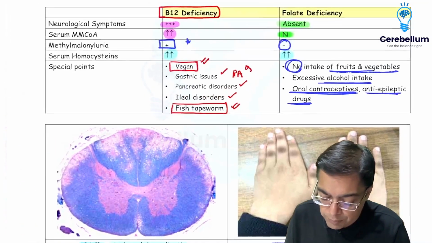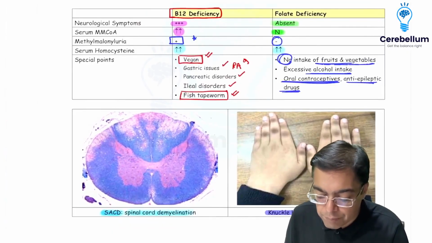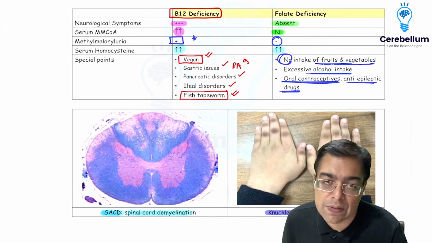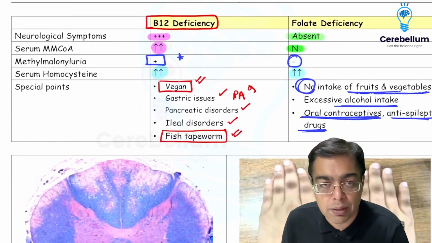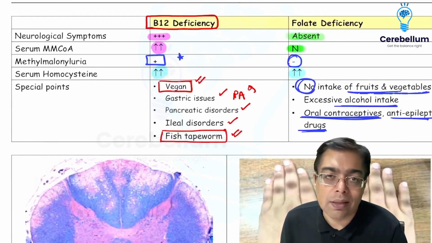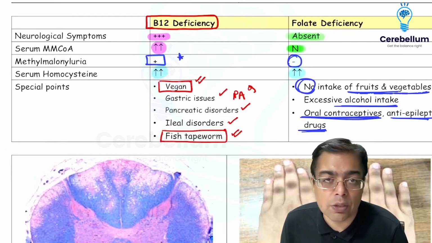So that is what we need to remember so far as the differentiation between B12 deficiency and folic acid deficiency is concerned. Whenever we wish to treat a patient who has megaloblastic anemia, it is always preferable that we give B12 and folic acid together.